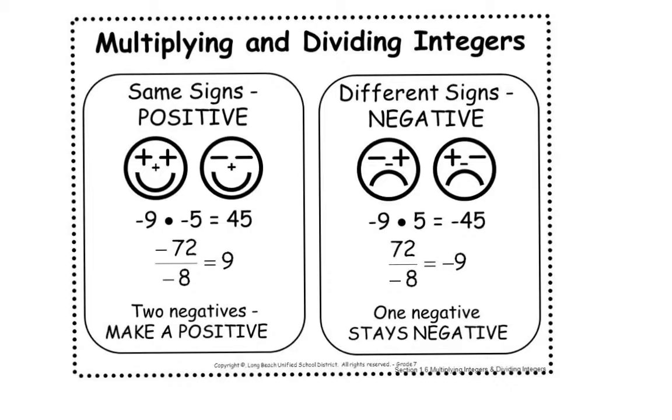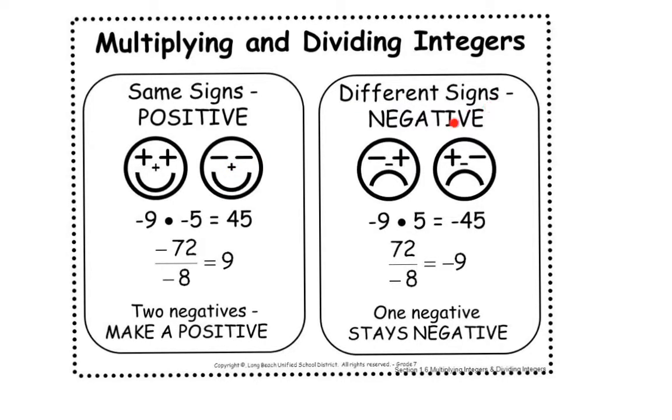You're also going to need to know how to multiply and divide integers, so numbers that are positive and negative. So if you have the same signs when you're multiplying or dividing, so two positive or two negative, your answer is always going to be positive. Remember, two negatives make a positive. And you can remember that by these smiley faces. Two positives, the nose is positive, your answer is positive. Two negatives, the nose is positive, your answer is positive.